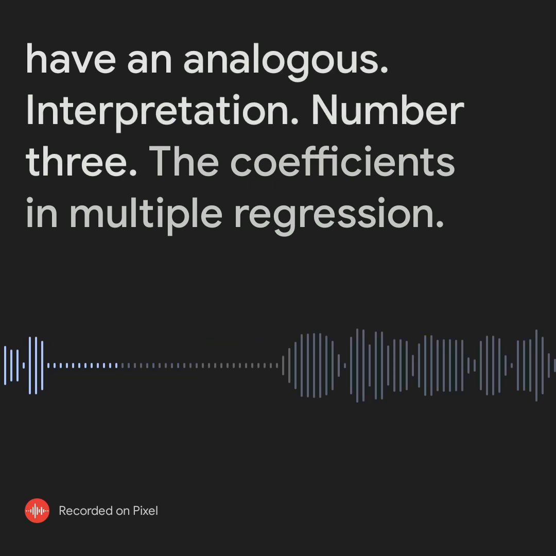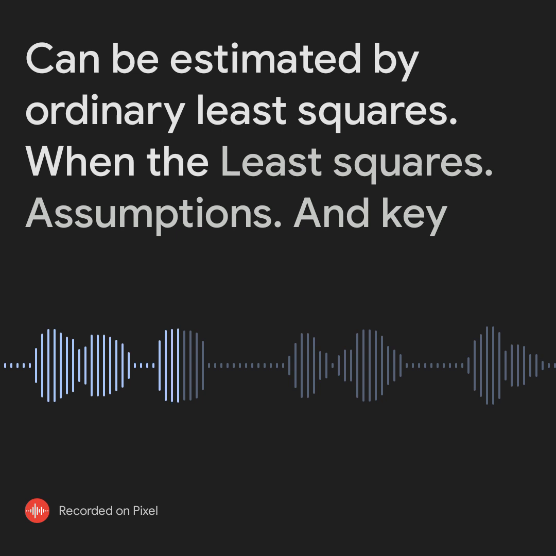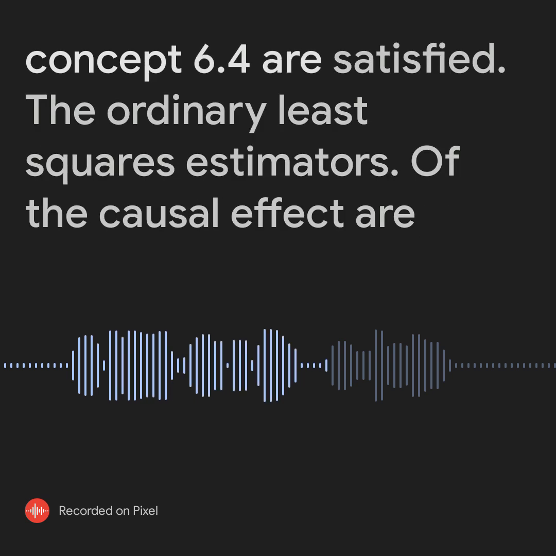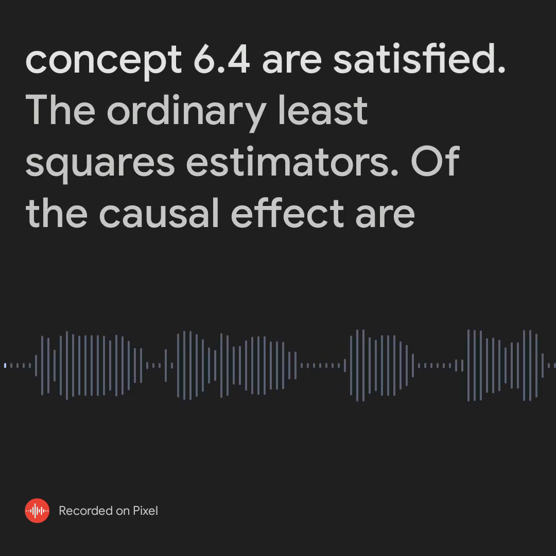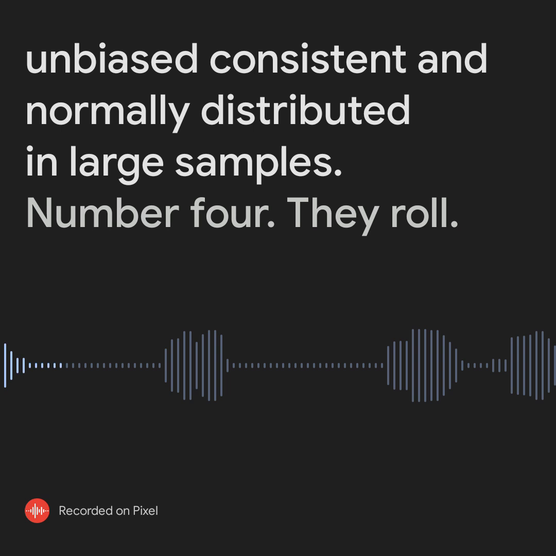Number 3, the coefficients in multiple regression can be estimated by ordinary least squares. When the 4 least squares assumptions in key concept 6.4 are satisfied, the ordinary least squares estimators of the causal effect are unbiased, consistent, and normally distributed in large samples.